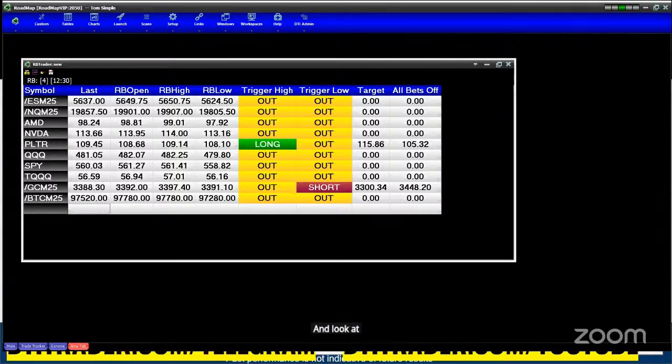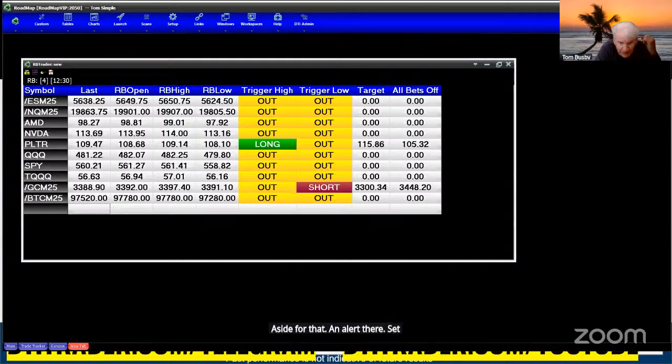Okay, if you look at AMD, AMD's got a high of 99.01. So Jonathan, set an alert at 99.01 on the high side for that. Okay. An alert there. Set an alert on NVIDIA at 114. Okay. Palantir is at 109. You need to set an alert on Palantir at 110.55.